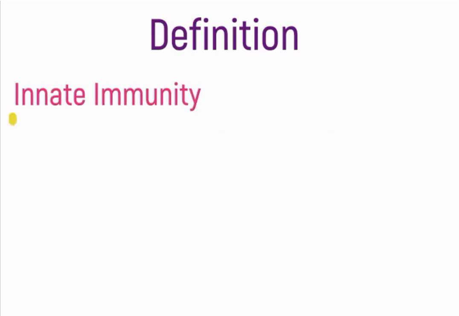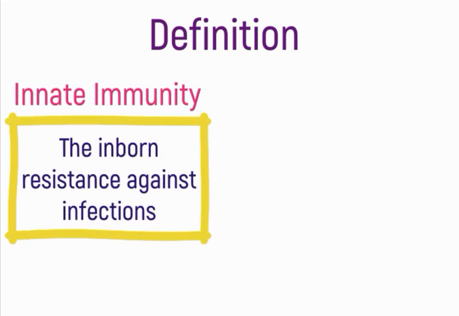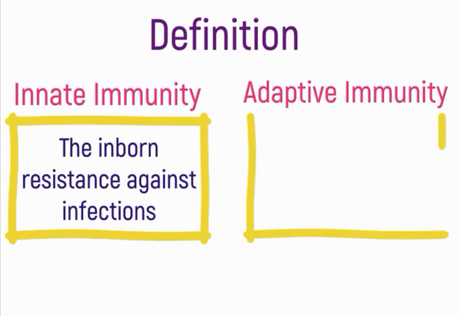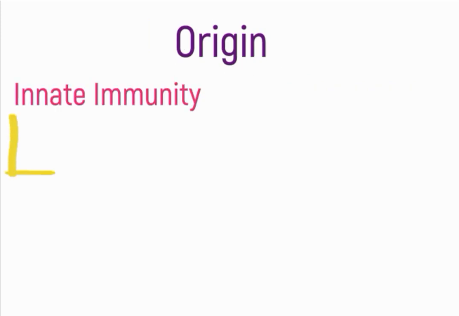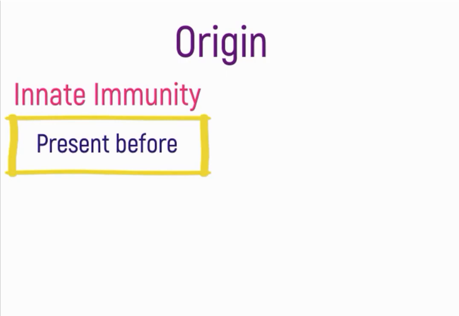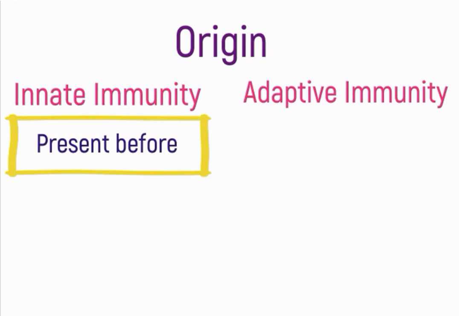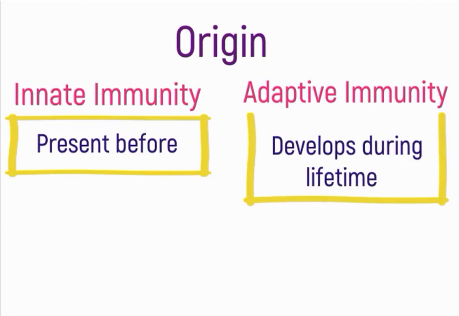Innate immunity is the inborn resistance against infections that an individual possesses right from the birth, due to their genetic or constitutional makeup. Acquired immunity is the resistance against infecting foreign substances that an individual acquires or adapts during the course of life. In innate immunity, prior exposure to the antigen is not required. It is present before the first exposure to microbial antigen. On the other hand, in adaptive immunity, it develops during lifetime following the antigenic exposure.